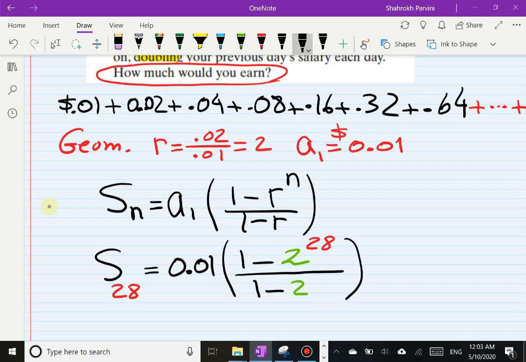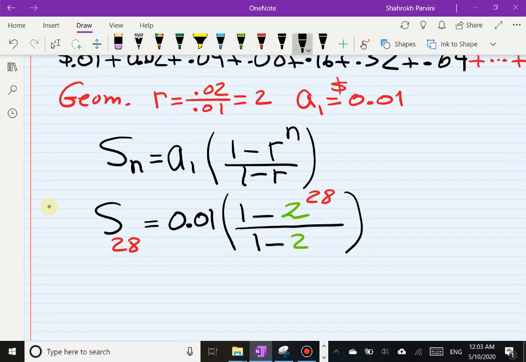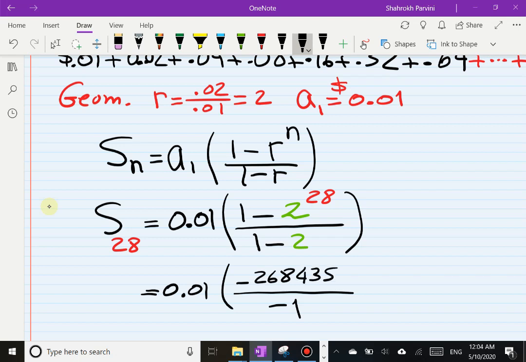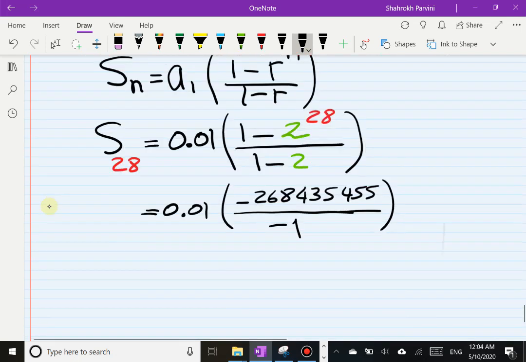That's what I have. Now, here's 0.01 on the outside. The denominator, 1 minus 2 is -1, isn't it? The numerator is 1 minus 2 to the 28 power. Now, you can do on the calculator 2 to the 28 power minus 1. So the numerator, you can check me. Use your calculator, you see. That's going to be 268,435,455. Check that number out, folks.